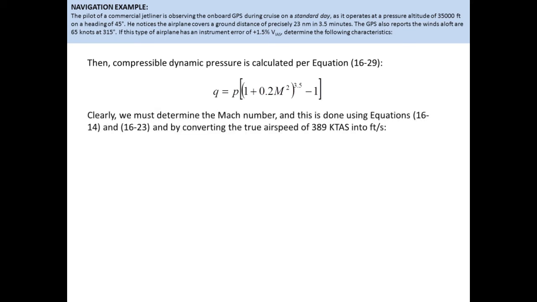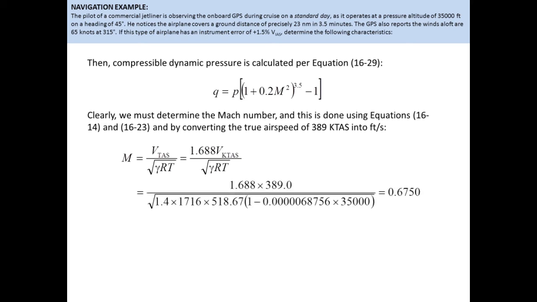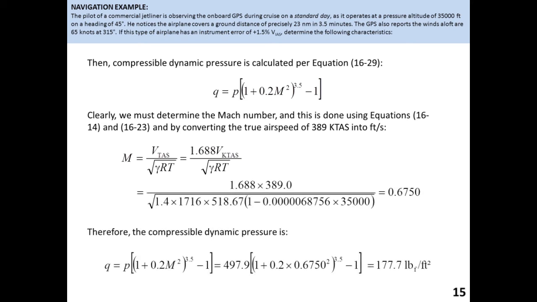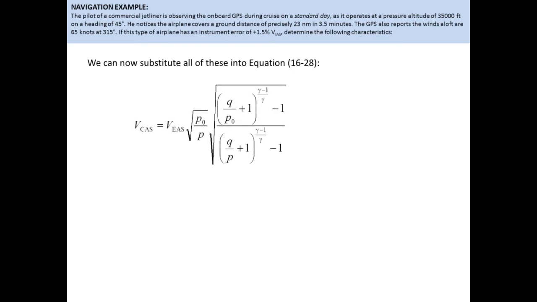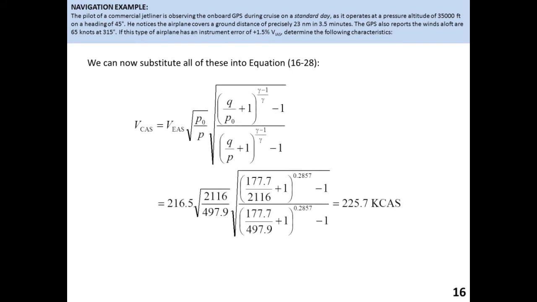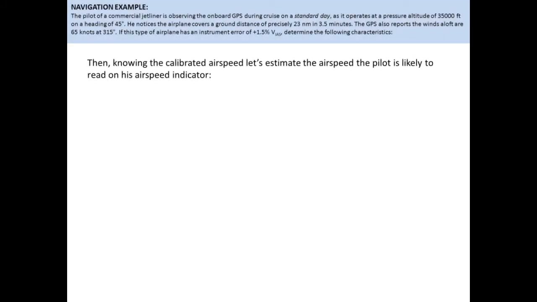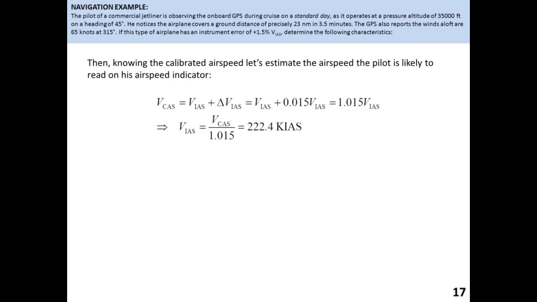Clearly, we must determine the Mach number, and this is done using equations 16-14 and 16-23, and by converting the true airspeed of 389 KTAS into feet per second. Therefore, the compressible dynamic pressure is. We can now substitute all of these into equation 16-28 to get a calibrated airspeed of 225.7 KCAS. Then, knowing the calibrated airspeed, let's estimate the airspeed the pilot is likely to read on his airspeed indicator. This should be around 222 KIAS.